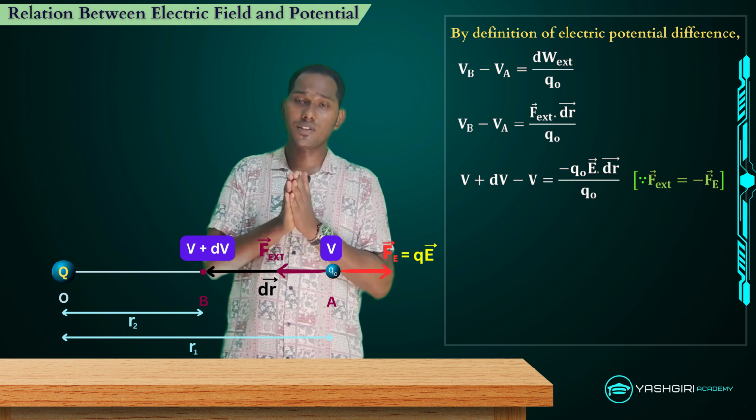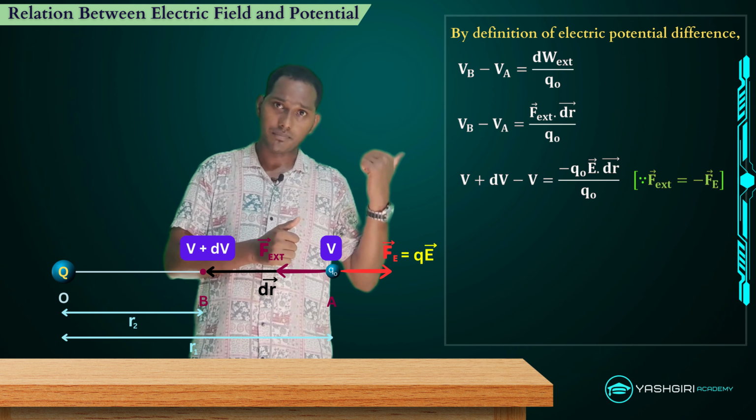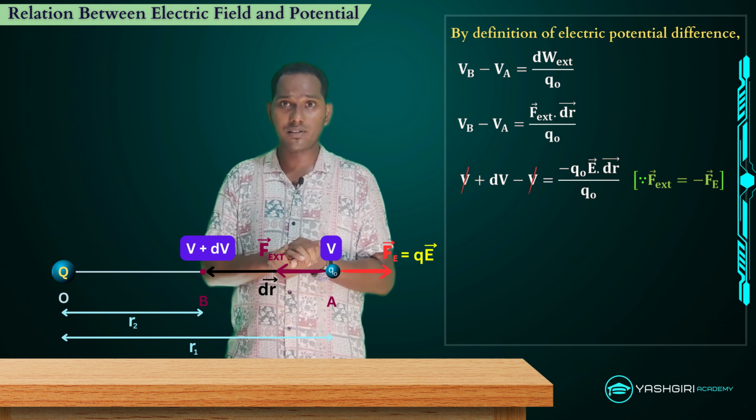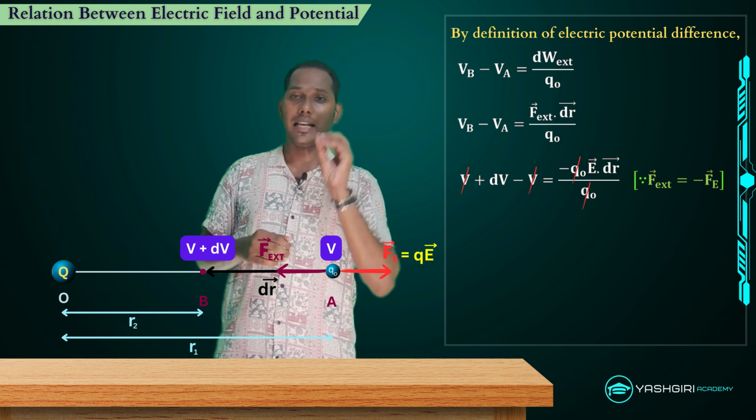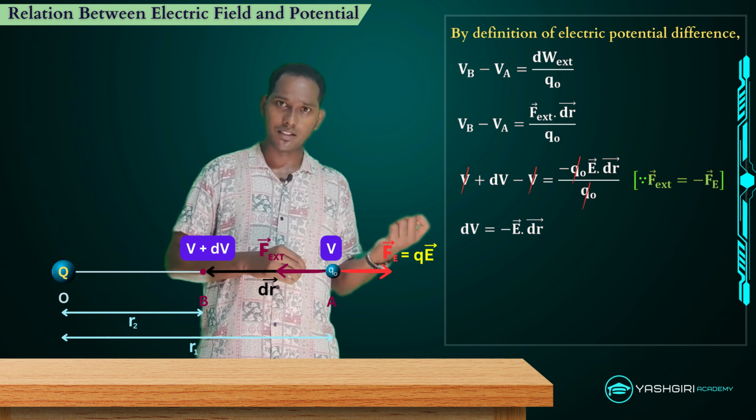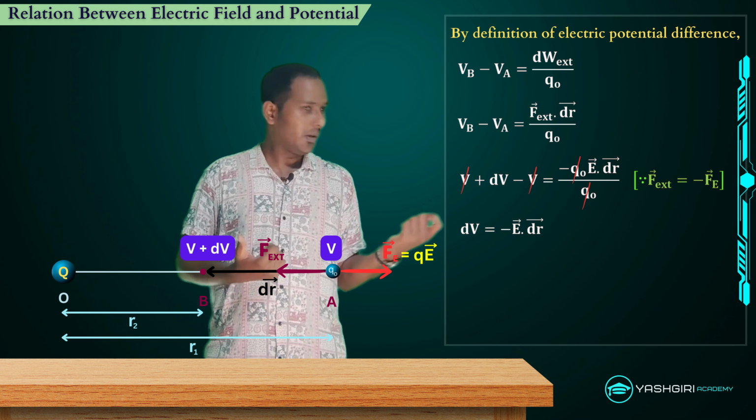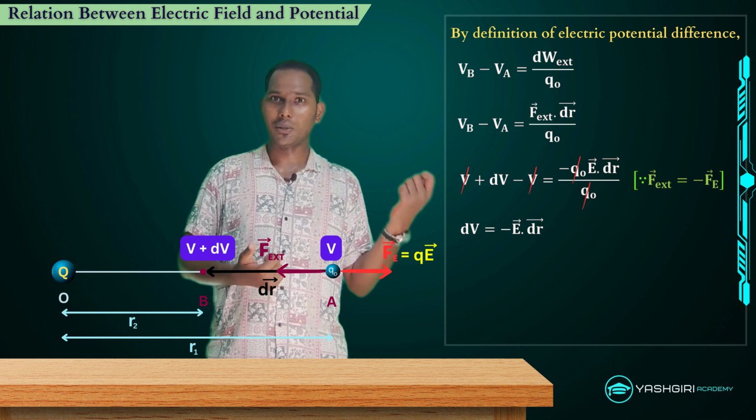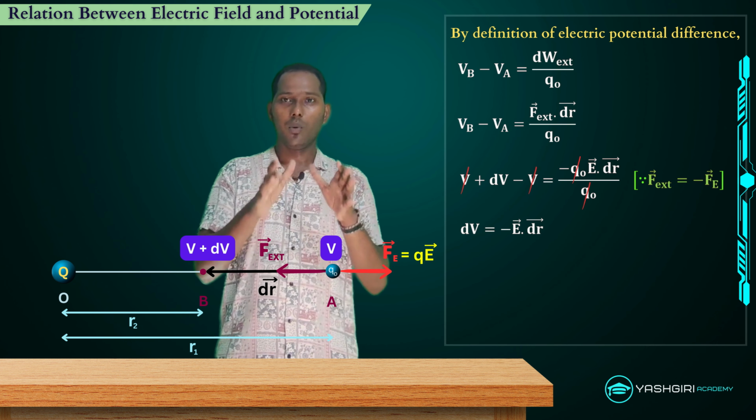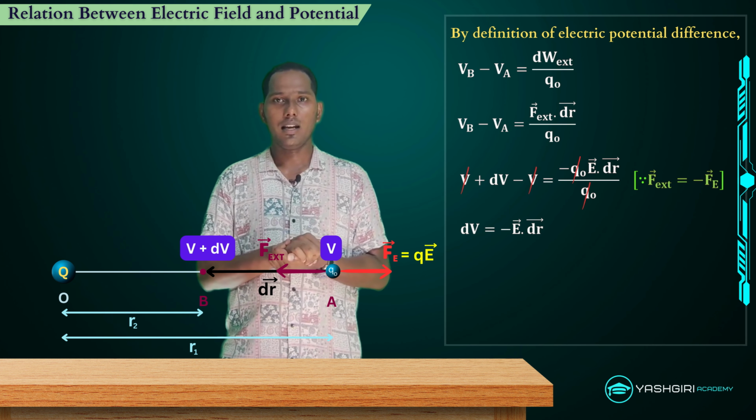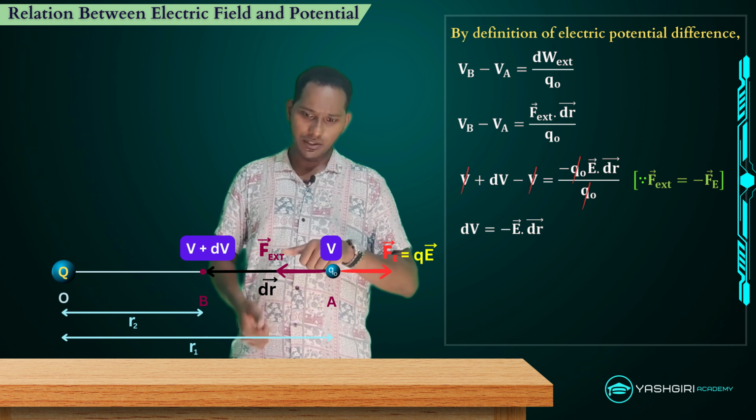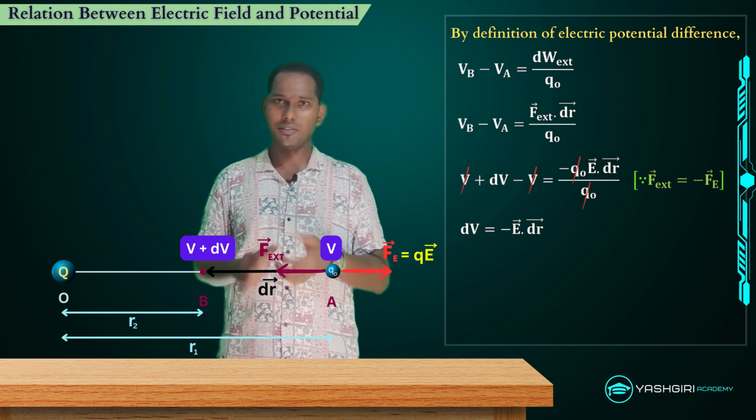Now, students, if you see what is happening, on the left hand side V and V get cancelled out. On the right hand side, q naught and q naught get cancelled out, and what we have available here is dV, the small change in potential, which will be equal to minus vector E dot vector dr. Now, students, I know that the displacement we are doing here of this test charge is in this direction.